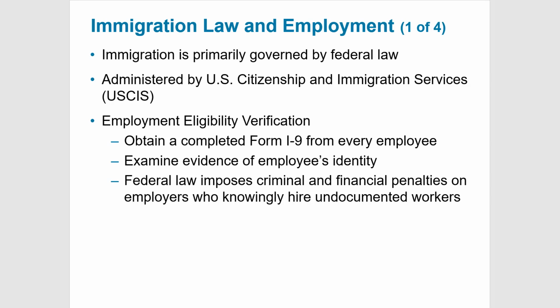Immigration is primarily governed by federal law. It's administered by the U.S. Citizenship and Immigration Services, the USCIS. There is an employment eligibility verification obligation that employers have. They have to obtain a completed I-9 form from every employee, which is the employee stating that I am a U.S. citizen or I'm otherwise eligible to work in the United States, because you're supposed to verify that every person that you hire is eligible to work in the United States. Either you're a U.S. citizen or you have some type of visa or some type of certification from the government that states you're eligible to work and earn wages in the United States.